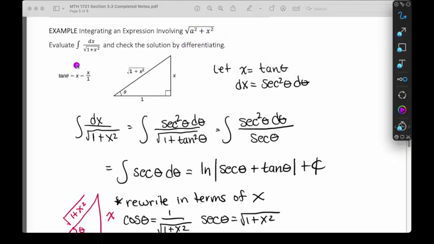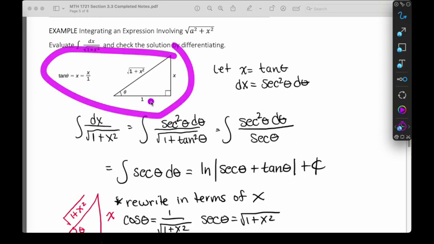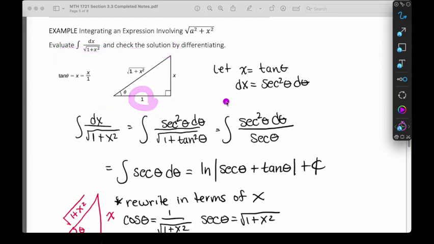So looking at our first example here, we want to evaluate the integral of dx over the square root of 1 plus x squared. So here's our triangle set up. A in this case is 1. And so we're going to get the tangent of the angle is equal to x over 1, which is just x. Now when we take the derivative of x, we get secant squared theta d theta. So I'm going to replace dx with secant squared d theta. So this dx becomes secant squared d theta.